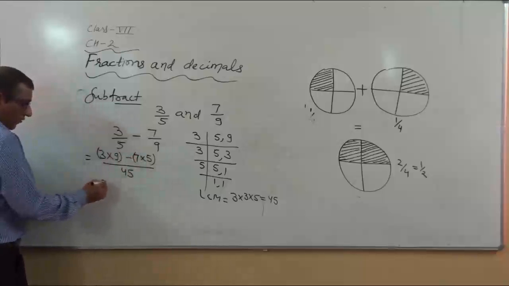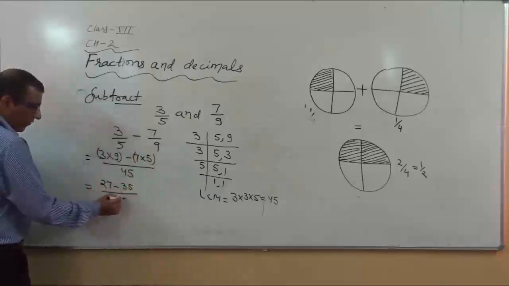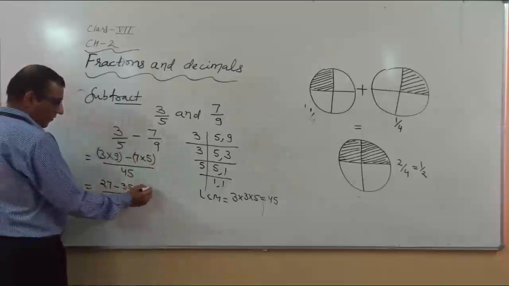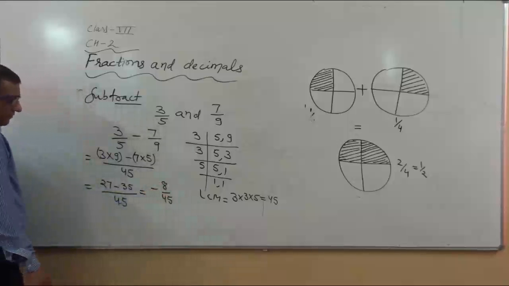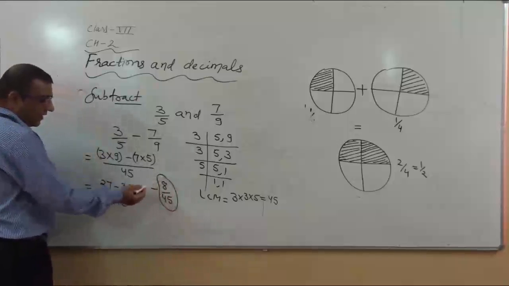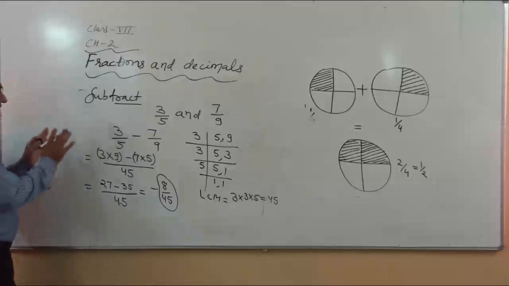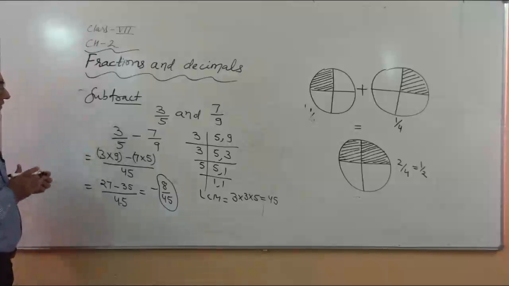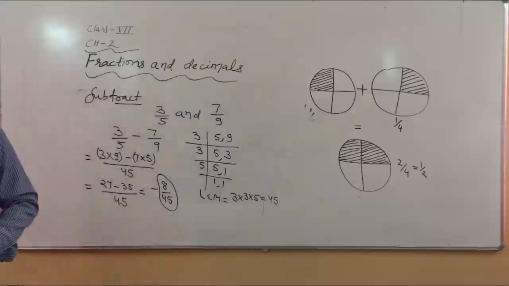You will get 27 minus 35 upon 45, and then we will solve it. We will get minus 8 upon 45. So we can say we are getting a negative fraction this time, minus 8 upon 45. So this is the way of solving the question which is related with subtraction. So I hope with the help of these examples, subtraction and addition both are clear to everyone.